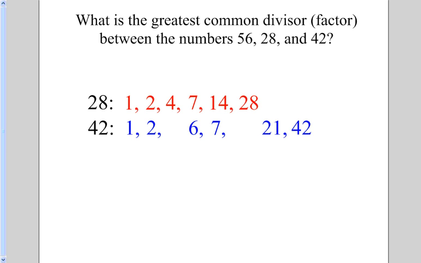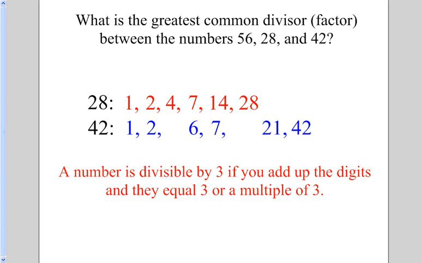Well, okay, what's the next number going to be? You can see that there's another blank space in here, which indicates that there needs to be another factor there. What might it be? Well, here's another rule of divisibility that's a really cool rule that we can use. A number is dividable, or divisible, by 3 if you add up the digits and they equal 3 or a multiple of 3.